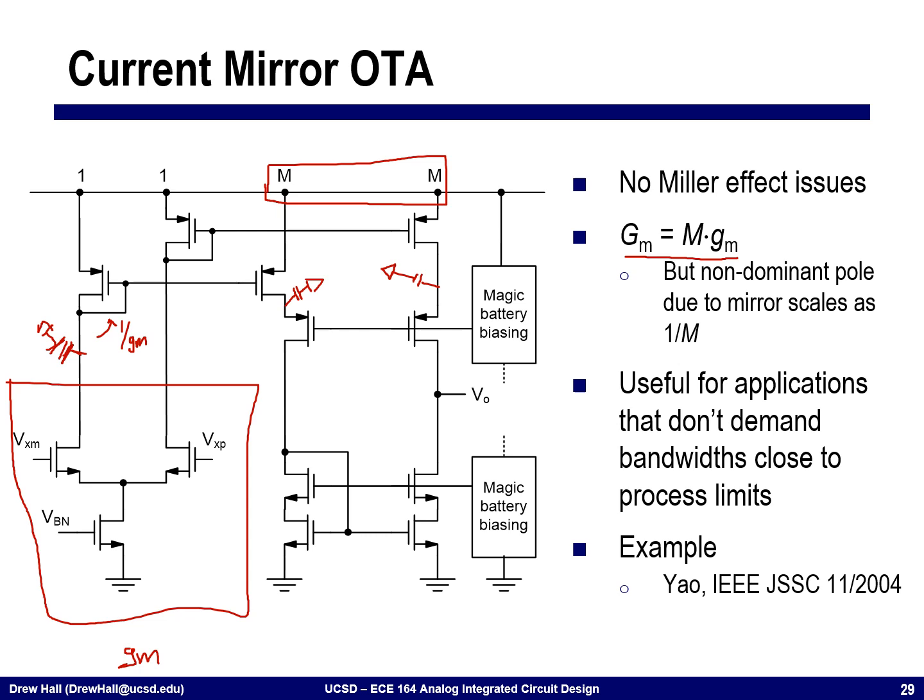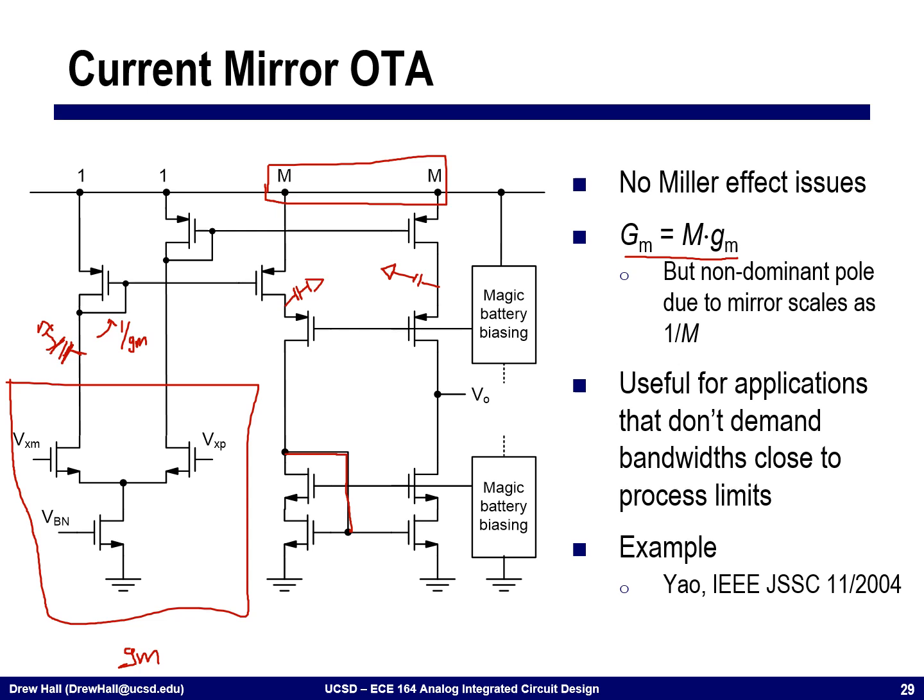In terms of biasing, this is actually a very straightforward circuit to bias. I just use our conventional magic battery biasing for the cascode nodes. I don't need to even bias these two nodes that I spent a considerable amount of time talking about on the previous slide, since they're current mirrored from this input device and ratioed. The load is very straightforward, and then again, we're going to do a diode connected device here.